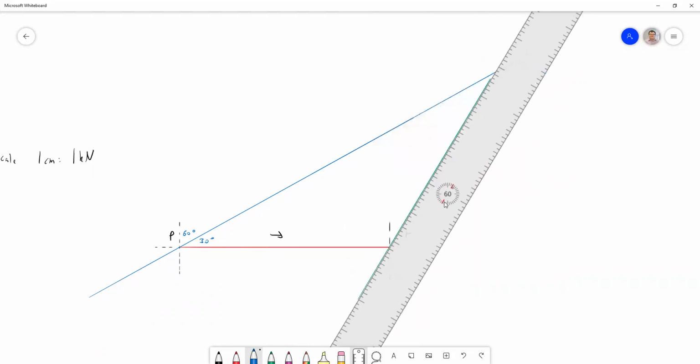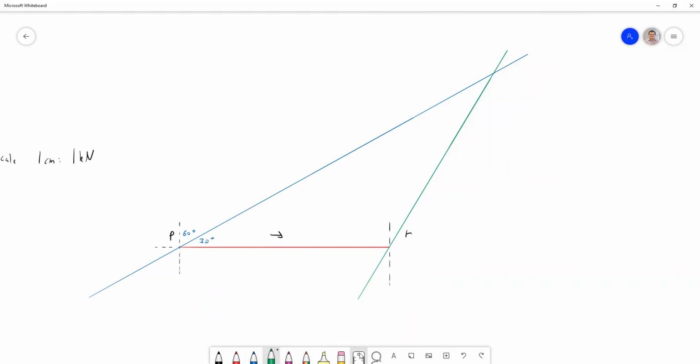Definitely having enough room in the page is going to be quite useful. This is the point where they cross up here. So this is point Q. These two lines meet.